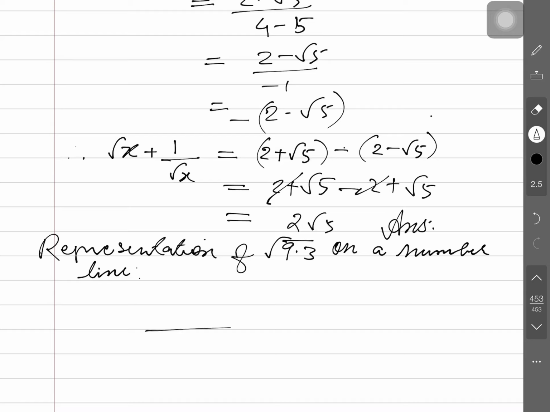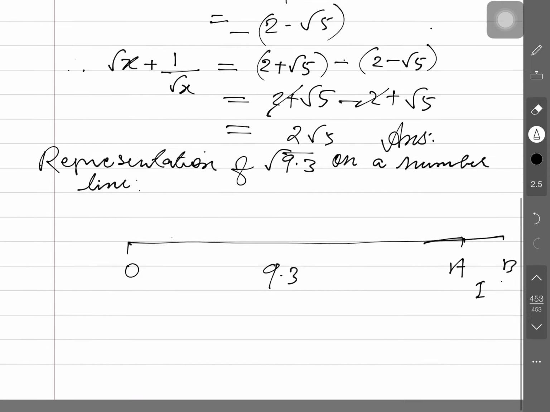So what is that? We draw here a line. Okay, in the line, wait a minute please. We'll draw a line from O to A. How much will we draw here? 9.3. This is X. And we'll proceed it up to 1 unit. It's B, it's 1 unit. Clear? And now draw the perpendicular bisector of this.